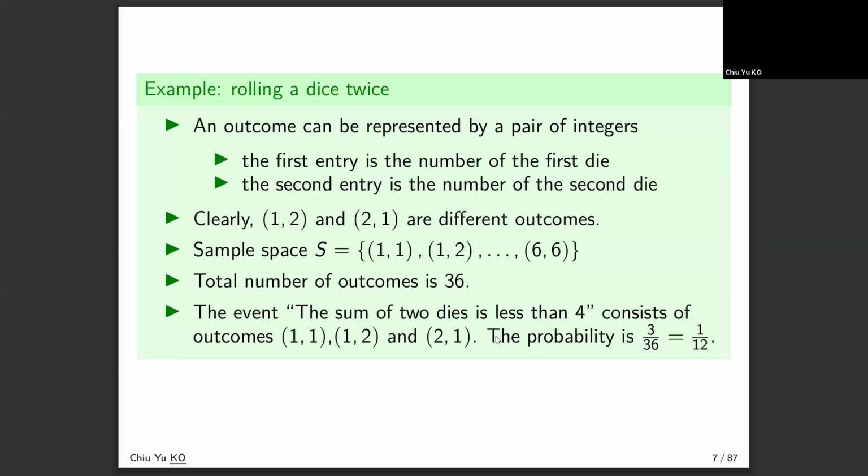It is just the fraction where the denominator is how many times you do the experiment, if you keep doing it a lot of times, and the numerator is the count of the number of outcomes in the favorable event. Suppose you want the two dice sum to be less than 4, you just count (1, 1), (1, 2), and (2, 1), 3 of them, over 36. This is the idea.